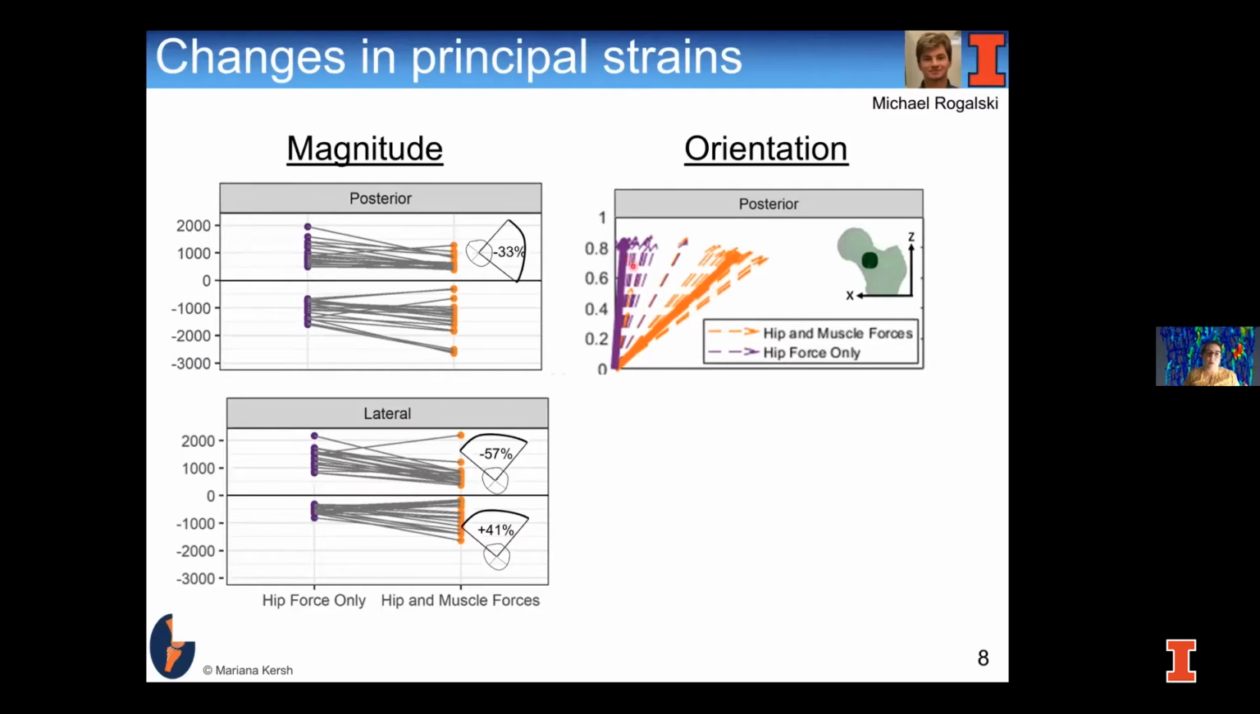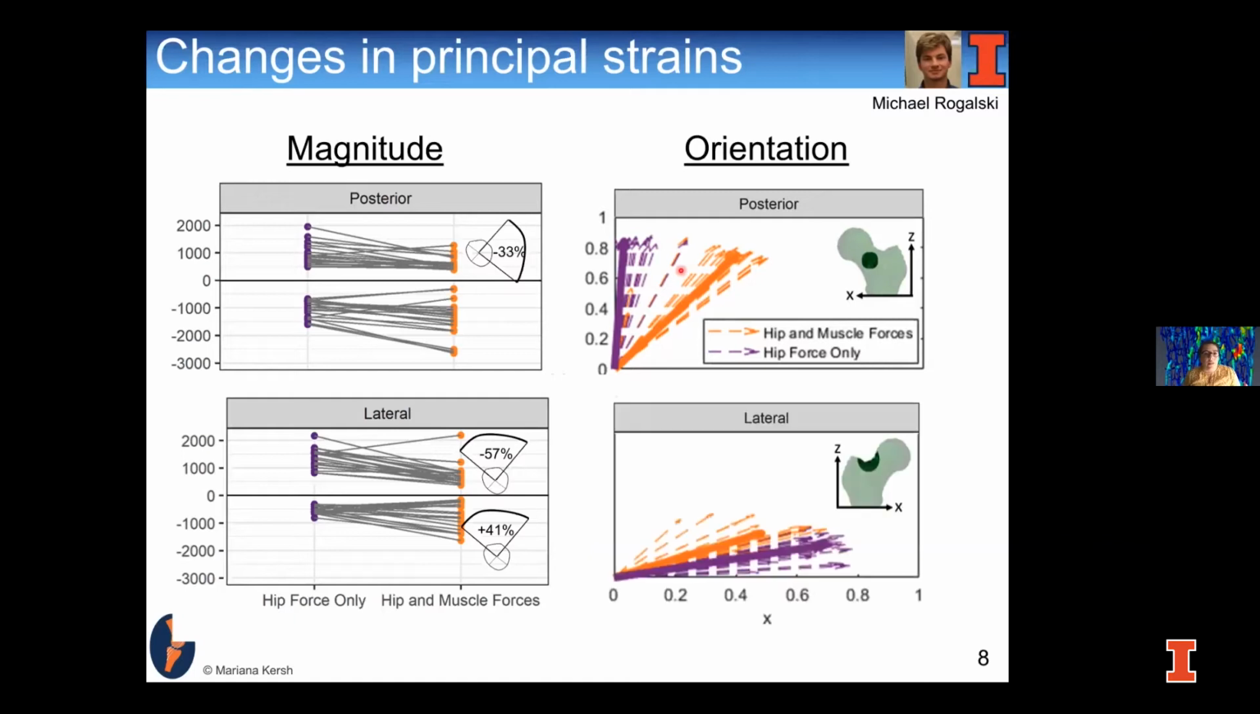So each of these purple arrows represents the orientation of the principal strain vector, the maximum. And we can see that if we only have the hip forces, they're basically pointing up, so proximal, but when we include hip and muscle forces, then they actually move more medially. In terms of the lateral aspect, again, there's a slight shift between the purple vectors and the orange vectors, showing that there is a difference in the orientation.